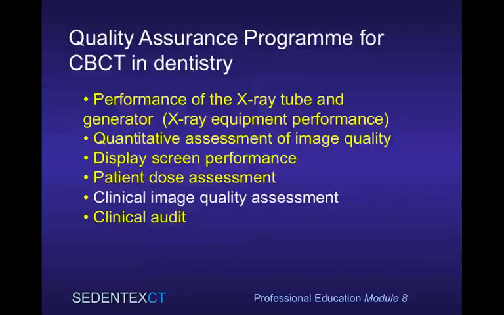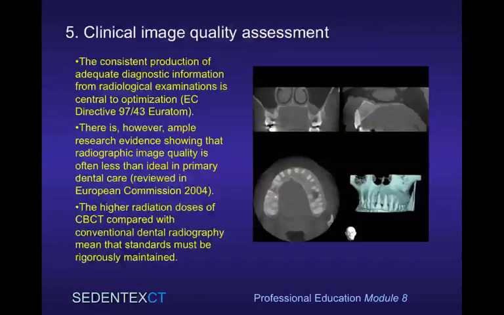Let's move on now to clinical image quality assessment. This is obviously something closer to the dentist rather than to a medical physics expert. The consistent production of adequate diagnostic information from radiological examinations is central to optimization. But there is a lot of research evidence that suggests that radiographic image quality is often less than ideal in primary dental care. The higher radiation doses of cone beam CT compared with conventional dental radiography mean that standards must be rigorously maintained.